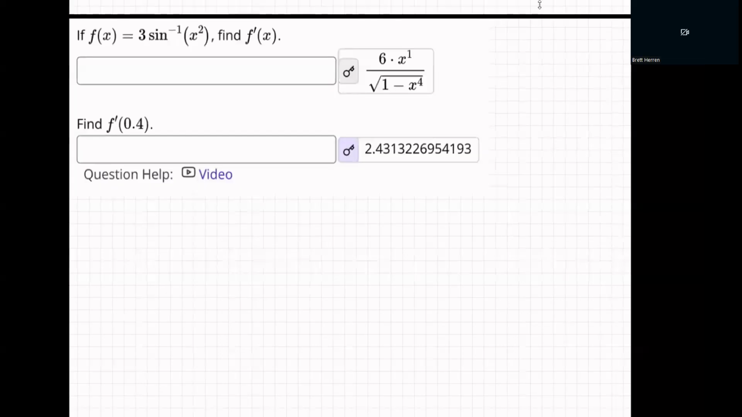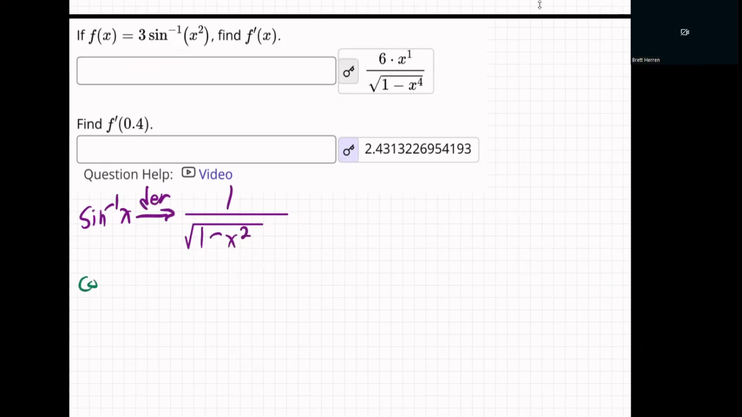Welcome to a problem in which we are wanting to take the derivative of 3 sine inverse of x squared. So let's remind ourselves about the inverse trig derivatives. The derivative of inverse sine of x is 1 over the square root of 1 minus x squared.